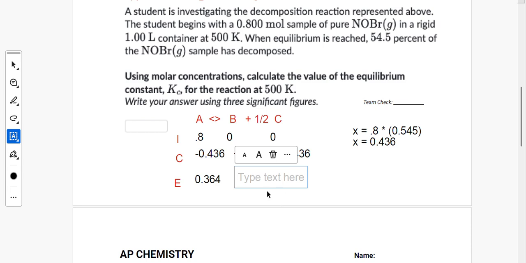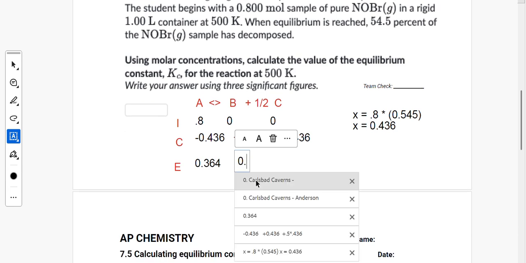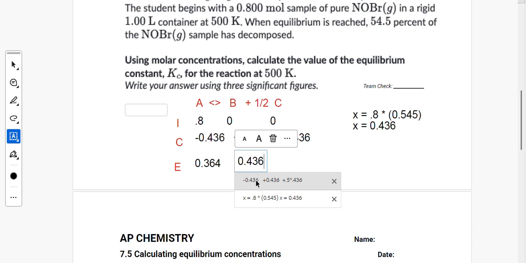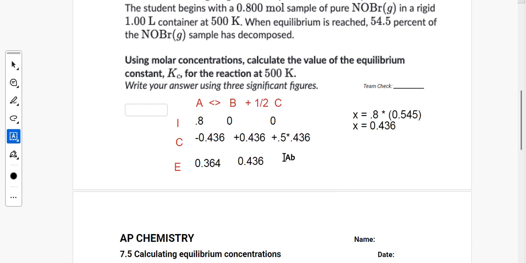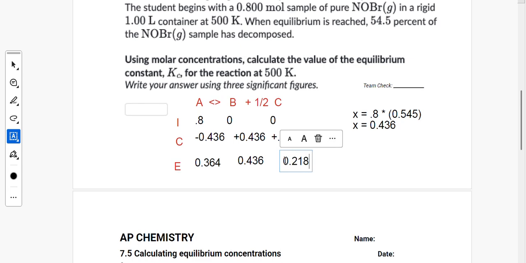All right, the B value. That one's really nice and easy because it's just 0.436, if you're following along. And then the C value, because it's going to be a half times whatever our X value was, is going to be 0.436 divided by 2, which is 0.218.